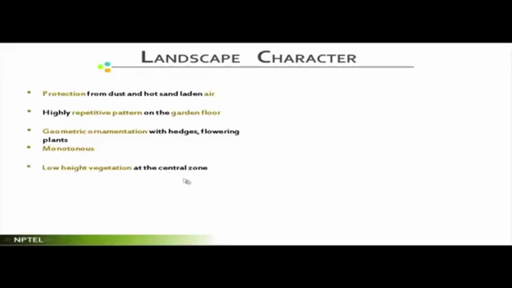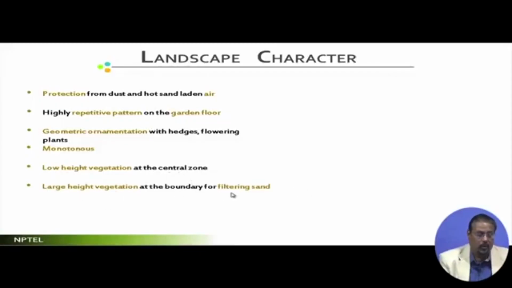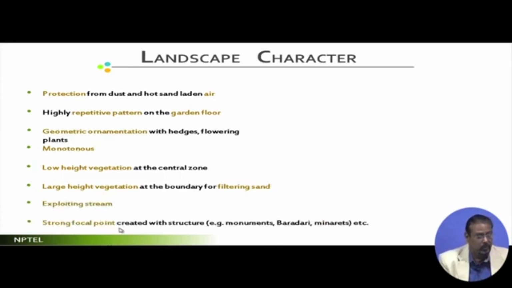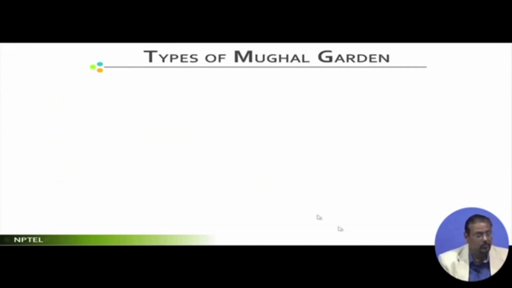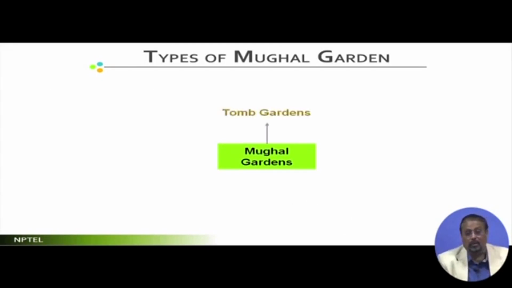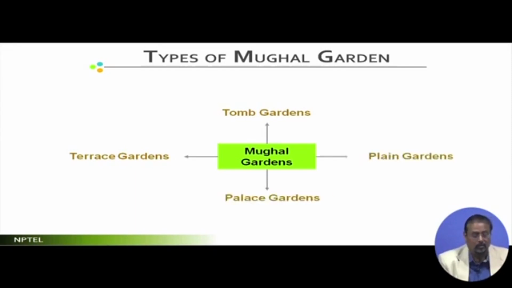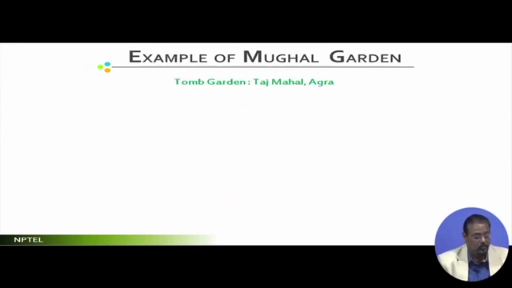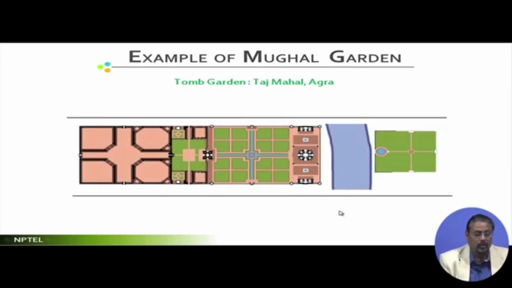Low height vegetation at the central zone, large height vegetation at the boundary for filtering sands, exploiting the stream. Strong focal point created by structures like monuments, baradari, minarets. The Mughal gardens can be divided into certain types. One is a tomb garden, another is a terrace garden, another is a palace garden, another is a plain garden. Tomb garden is Taj Mahal, in which the tomb is placed.